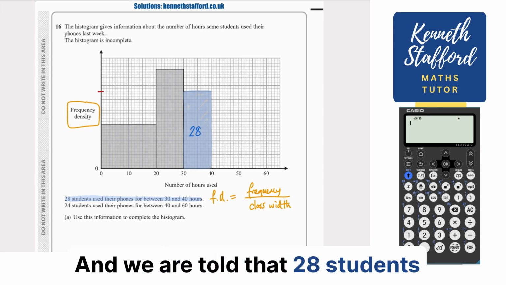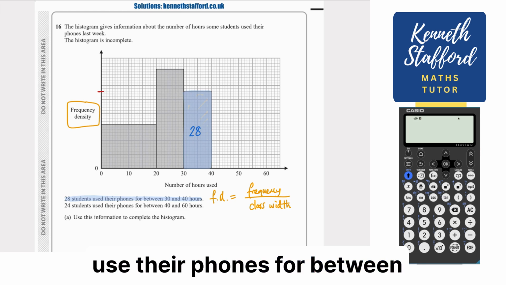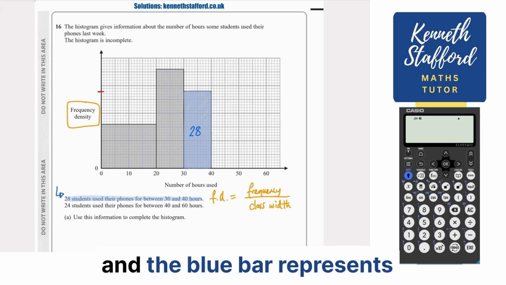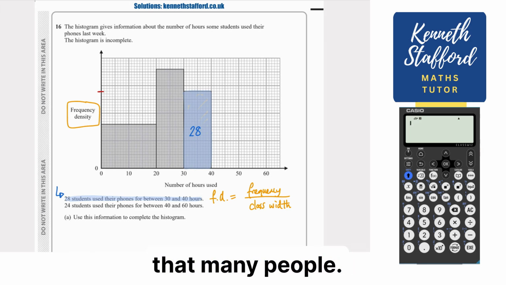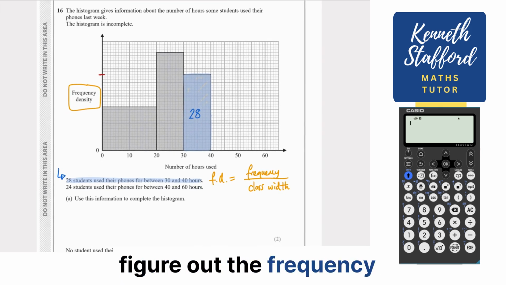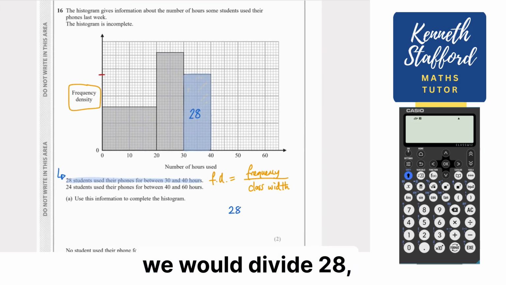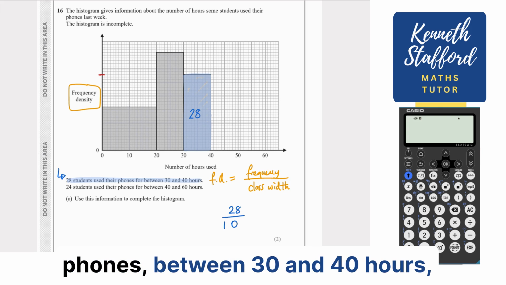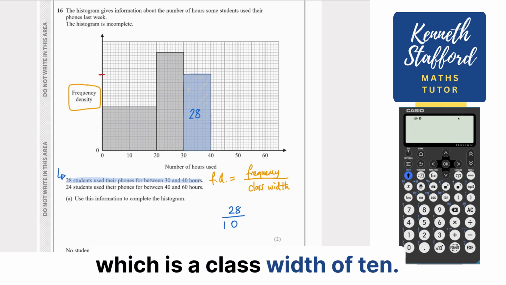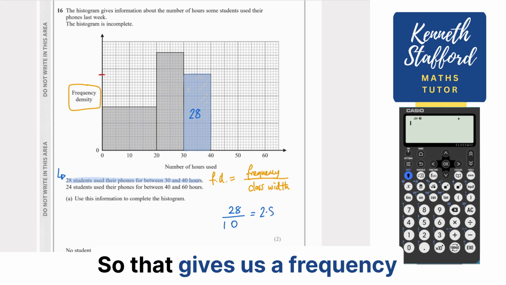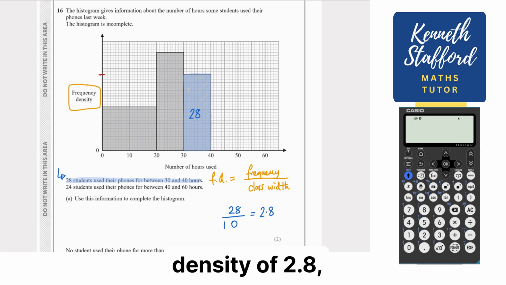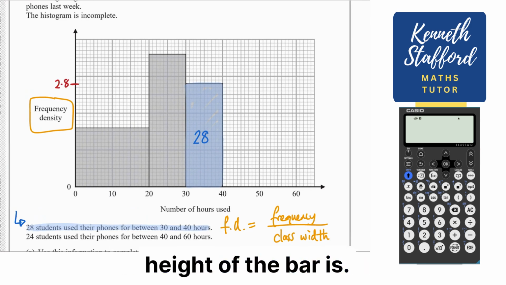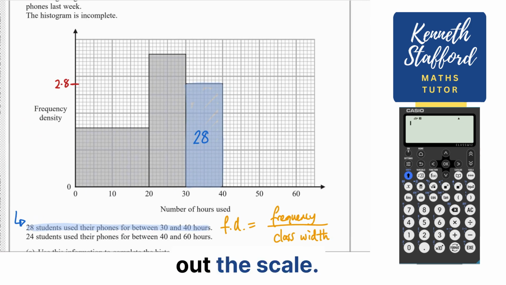And we are told that 28 students use their phones for between 30 and 40 hours. So this I've highlighted in blue, and the blue bar represents that many people. So what would we do here to figure out the frequency density? Well, we would divide 28, which is the number of students, by 10, because they're using their phones between 30 and 40 hours, which is a class width of 10. So that gives us a frequency density of 2.8, which is what this number here must be, because that's where the height of the bar is. So we can now figure out the scale.